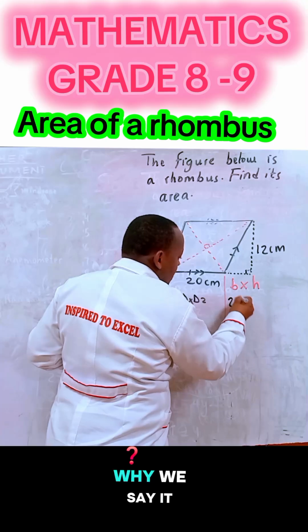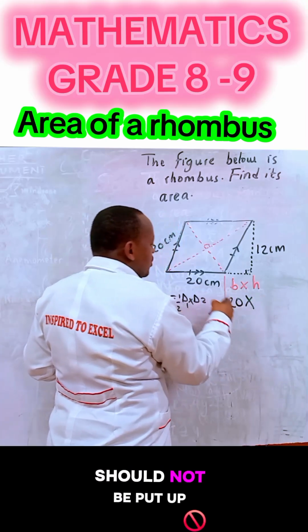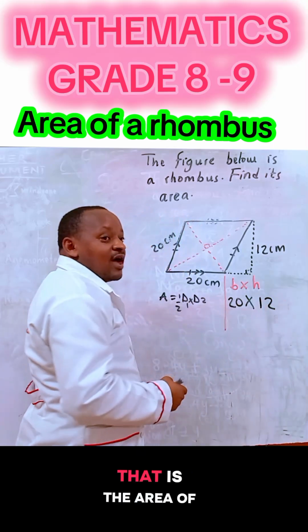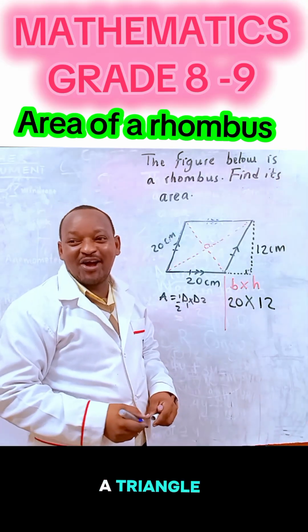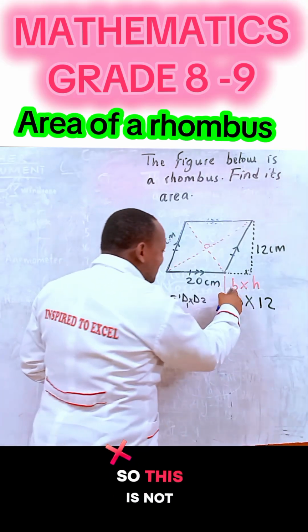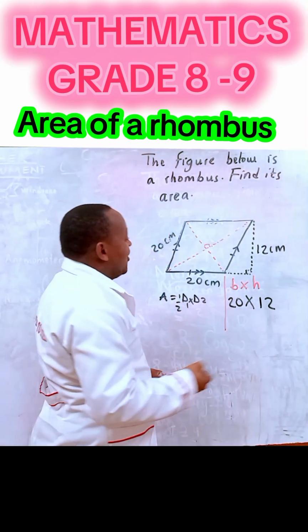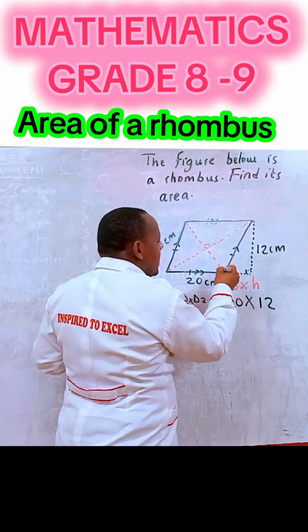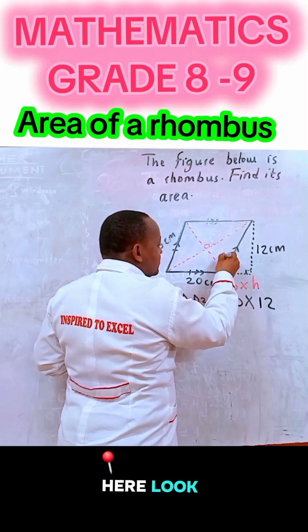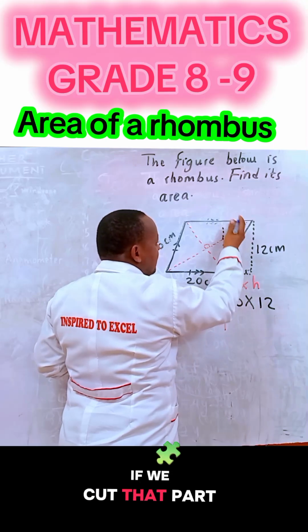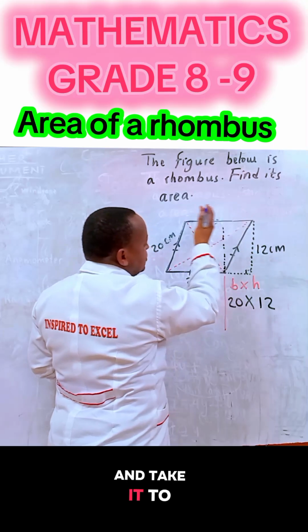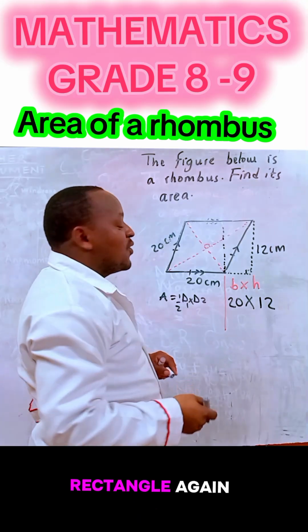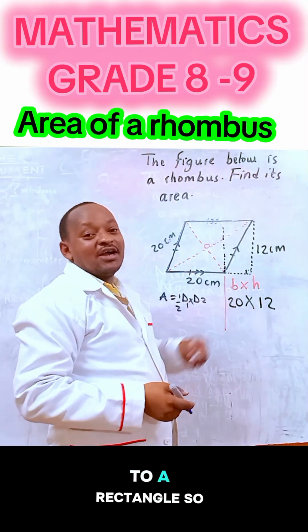I will show you why we should not put half, because the moment you put half base times height, that is the area of a triangle. So this is not a triangle. All right, let us prove why we do base times height. In case you cut here, if we cut that part and take it to this part, it becomes a rectangle again.